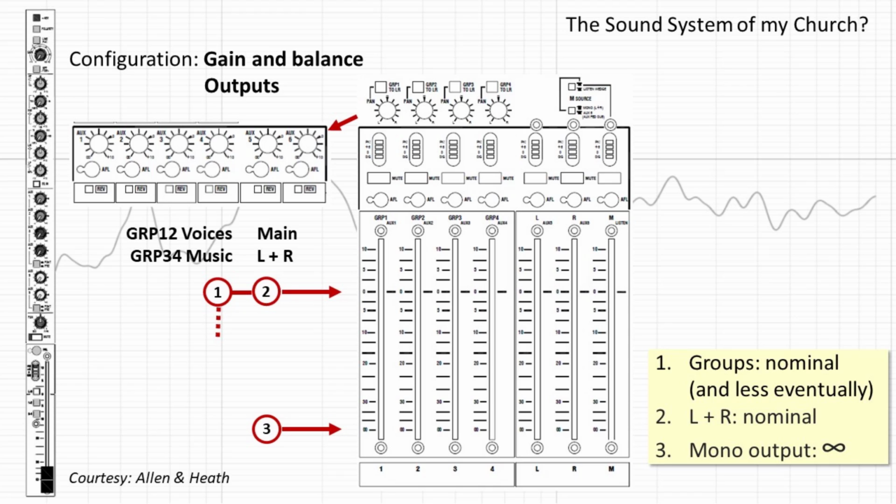Point 1 and 2. To start with, we position the subgroup faders at nominal level value 0. The left and right output faders also at the nominal level 0. Point 3. The mono fader at infinite because we don't use it.